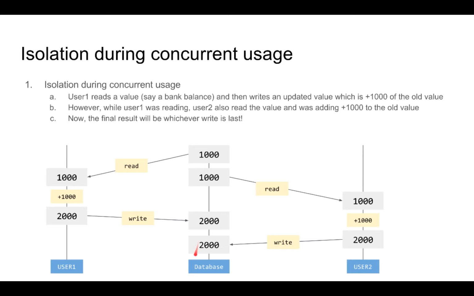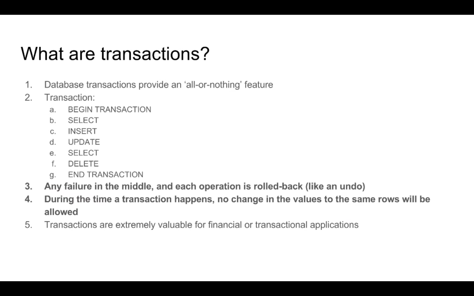So this is another use case of why we need something special in the database to be able to handle these use cases. This is where database transactions come in. They provide, in a sense, an all or nothing kind of a feature, and they also provide this kind of an isolation that we need. For example, instead of issuing SQL statements one by one, we would issue an SQL statement called begin transaction, after which maybe we do a select operation, an insert operation, update operation, delete operation.